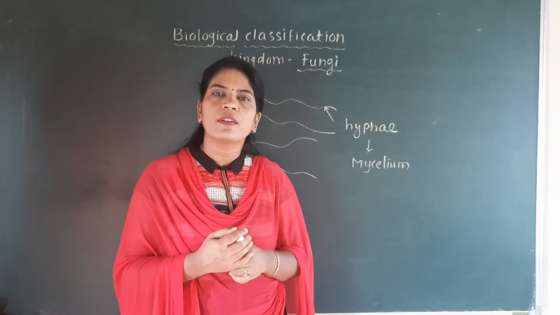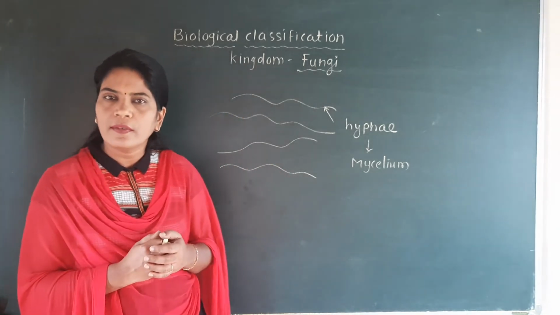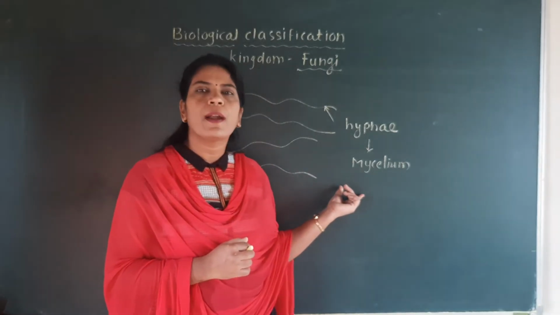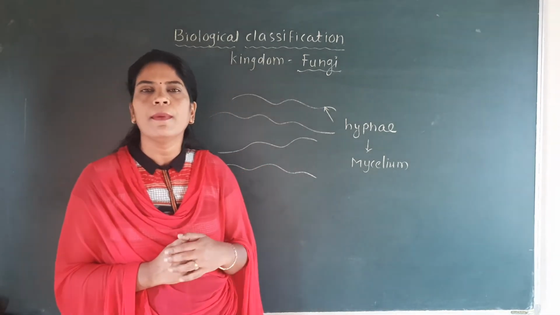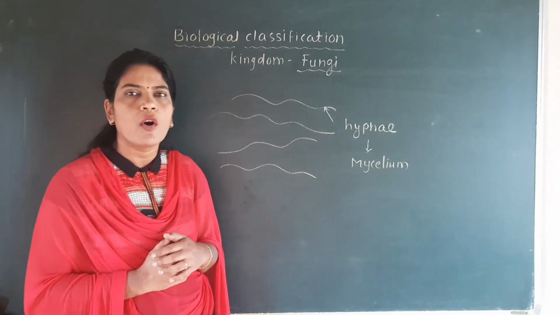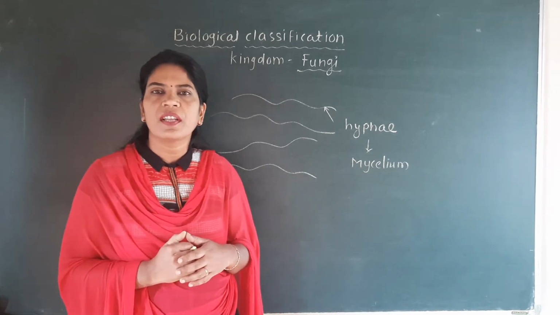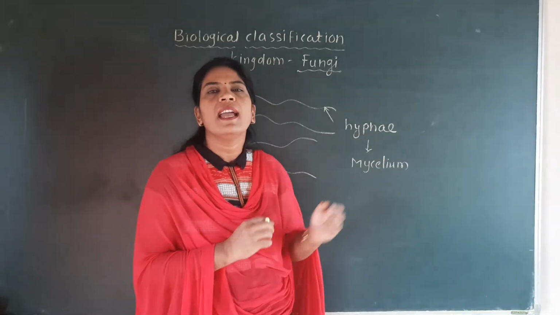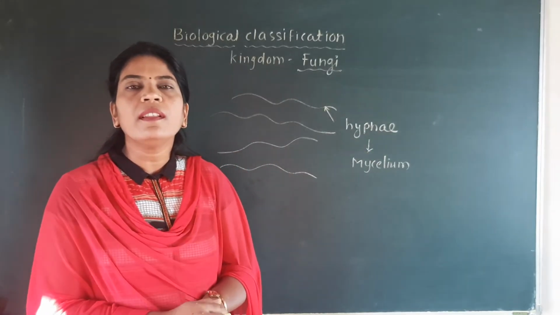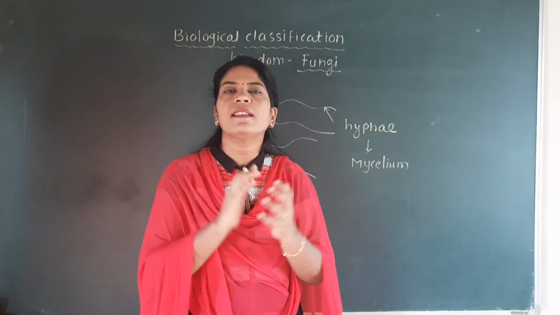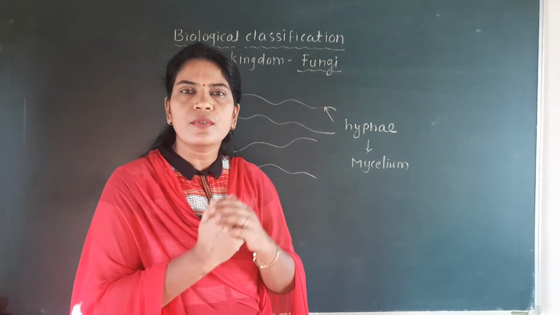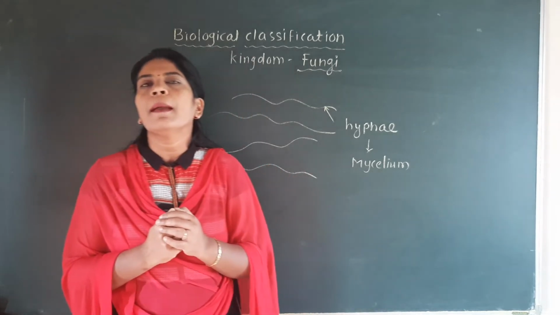So other than reproduction, the body part that remains is called the vegetative part, and the vegetative part of the fungi is called the mycelium. That mycelium is made up of thin thread-like structures, and that structure is called hyphae. So the important thing is that hyphae are thread-like structures which come together and form the mycelium.